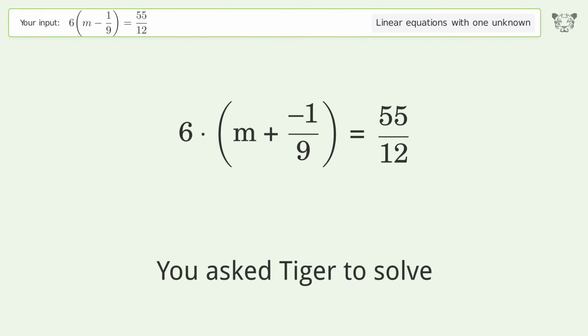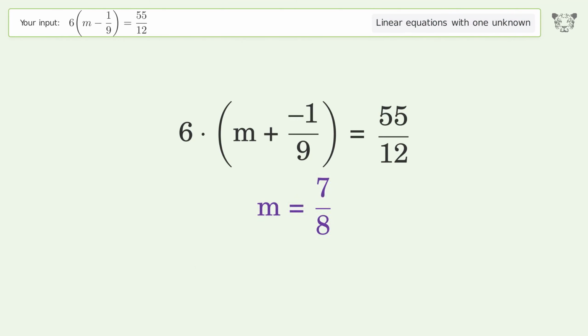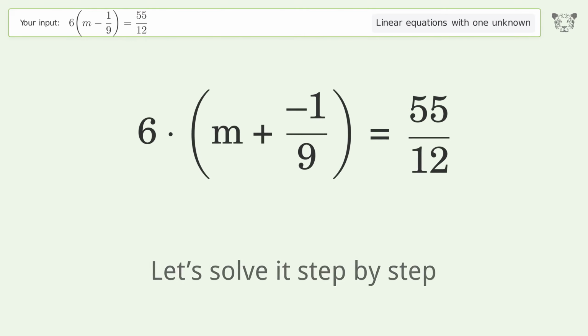You ask Tiger to solve this. It deals with linear equations with one unknown. The final result is m equals 7/8. Let's solve it step by step.